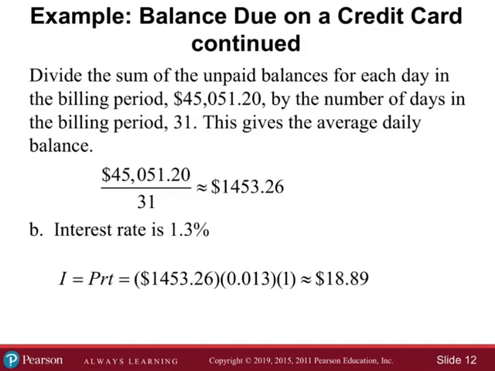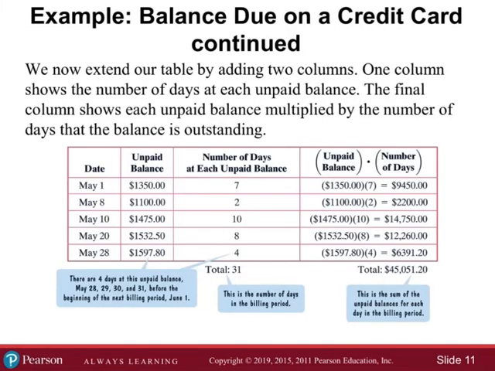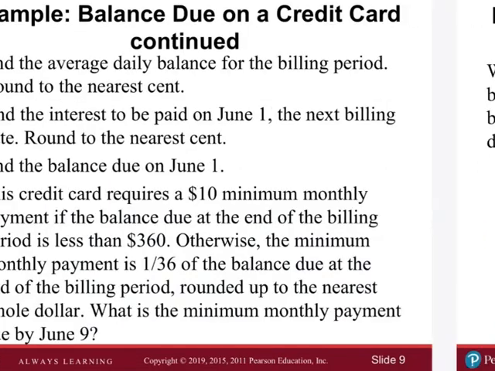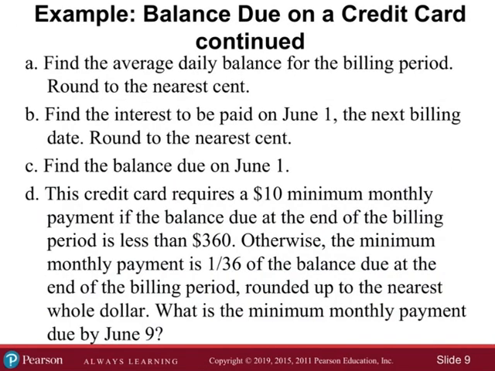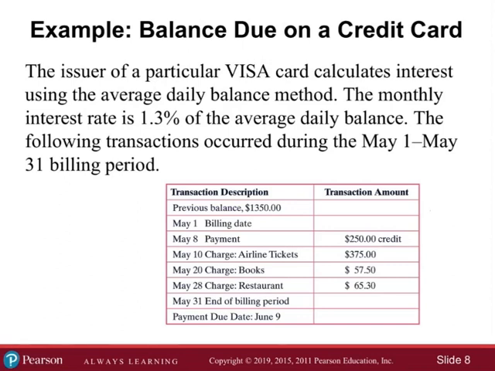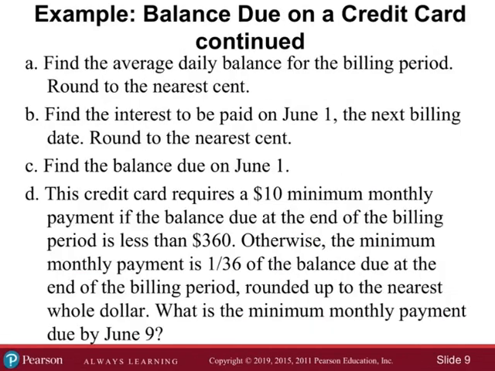The average daily balance. Okay, I get it now. So then let's see if we can do part B. It says find the interest to be paid on June 1st, the next billing date, round to the nearest cent. So the interest, I think it said, was 1.3% of the average daily balance. So we just found the average daily balance. So then we would just say 0.0133 times that average daily balance, right?